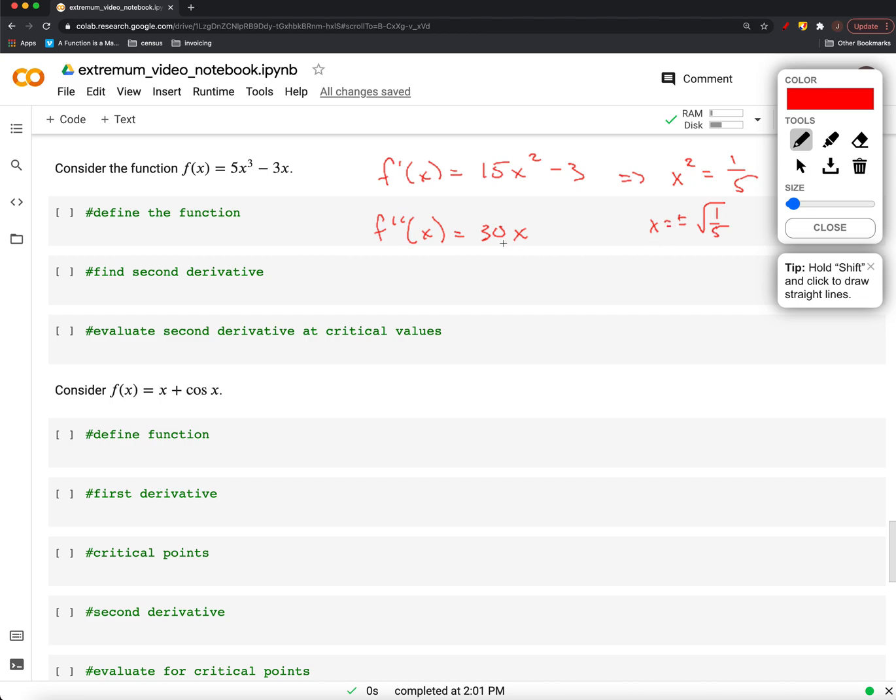And then we can just plug in here. Now, if we plug in positive the square root, this is going to be positive. If we plug in negative the square root, this will be negative. And voila, right? So again, if this is positive, we know that the graph is concave up. It looks like this, so it must be a minimum. If it's negative, it's concave down, so we must have a maximum. And sure enough, that's what we saw earlier when we plotted this.